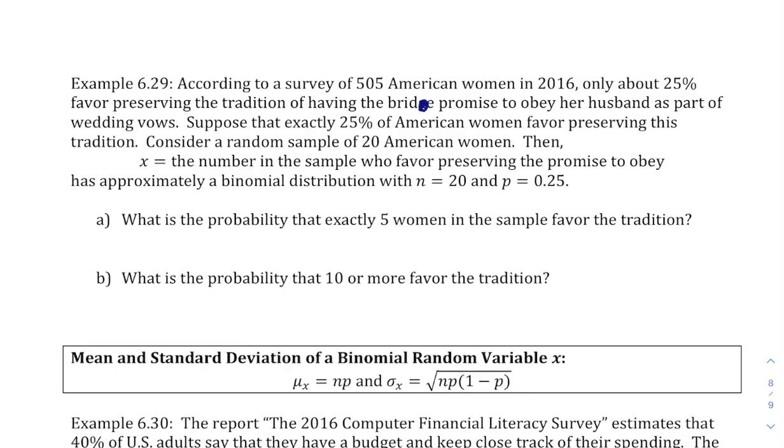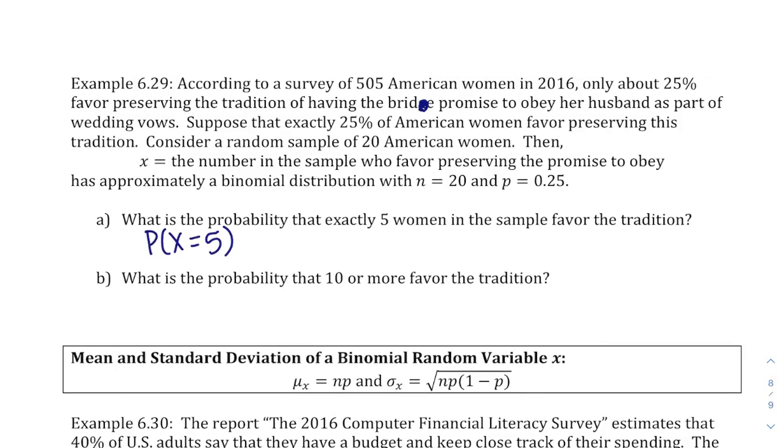And if we considered a random sample of just 20 American women, then how many women in that group would favor preserving the promise to obey? So we can think of this as a binomial distribution. They would be independent trials. There are 20 trials. The probability of success is 0.25. So if we wanted to know the probability that exactly 5 of the 20 women favor this tradition, then we're looking for the probability that x equals 5.